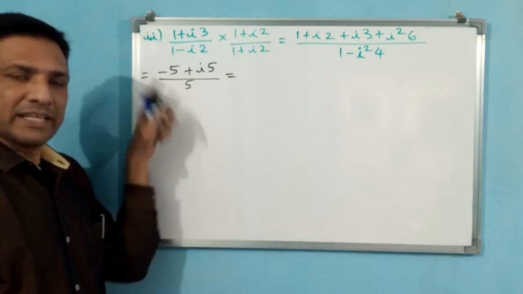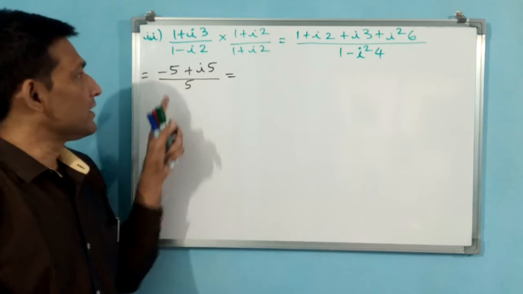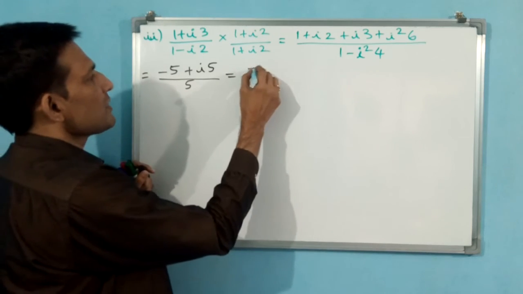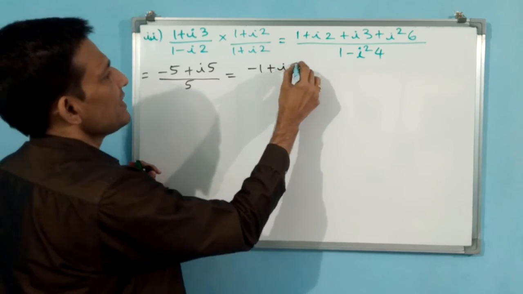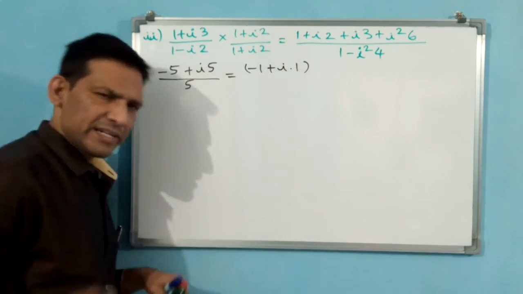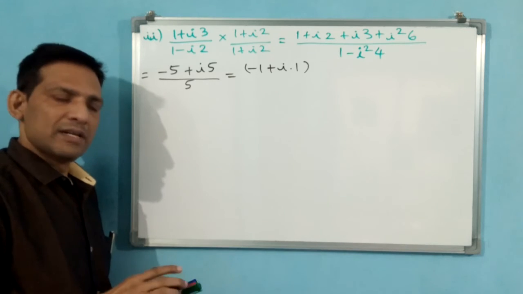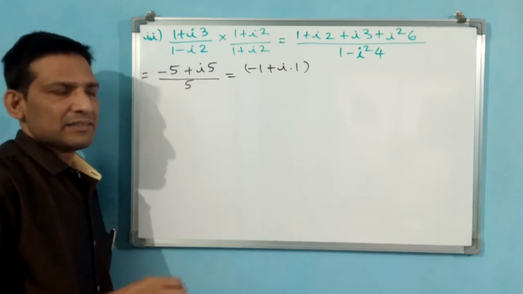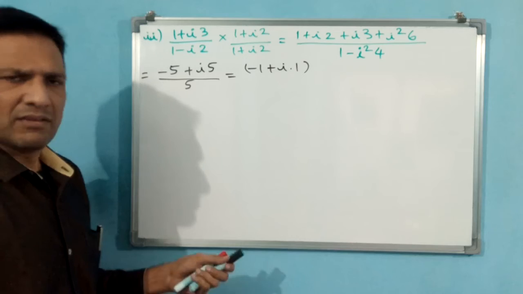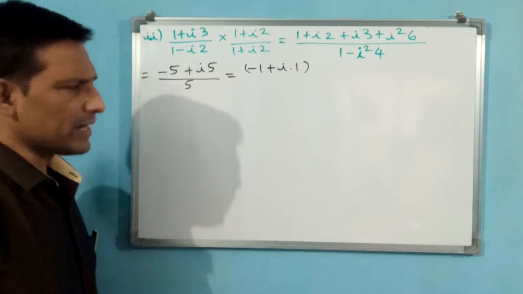Take 5 common, then cancel. Denominator is going to become 1. If you take 5 common, what is going to become? Minus 1 plus I into 1. See, this has become like the earlier question only. Same only going to come. Shall I repeat again? Modulus, all same process only. Okay, let me do again.